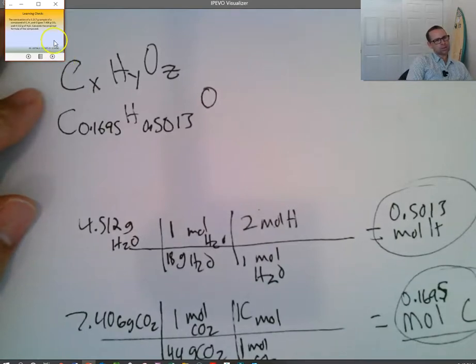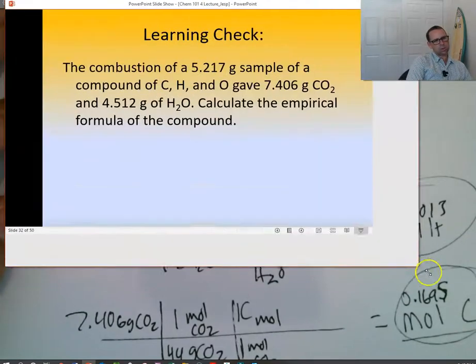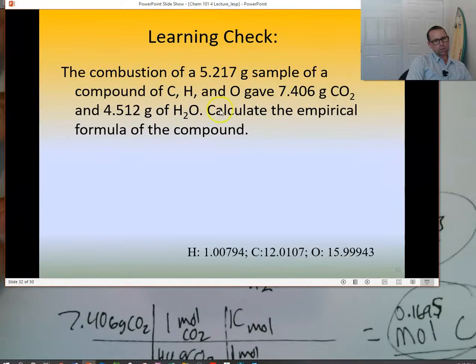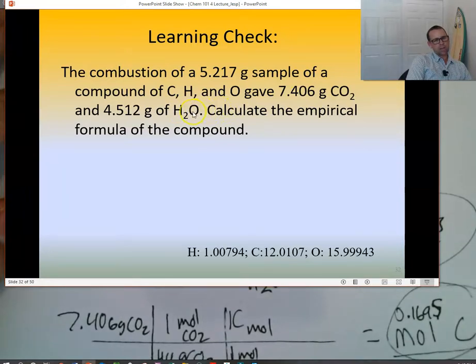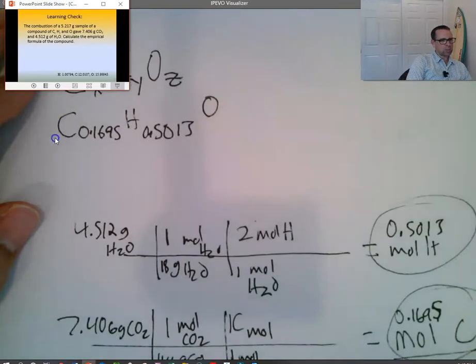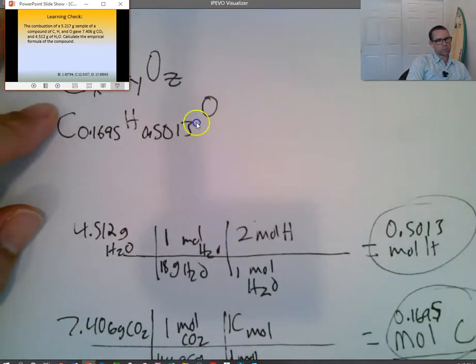I can't use the grams of carbon dioxide or the grams of water or both, because I don't know if the oxygen went with the carbon dioxide or went with the water, or if the oxygen that went with the carbon dioxide or the water actually came from my compound. So I don't know.